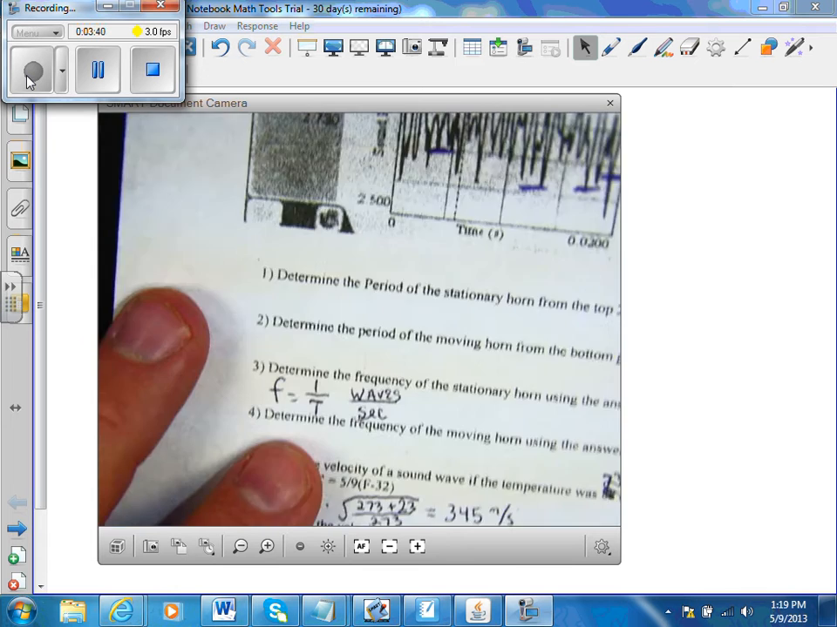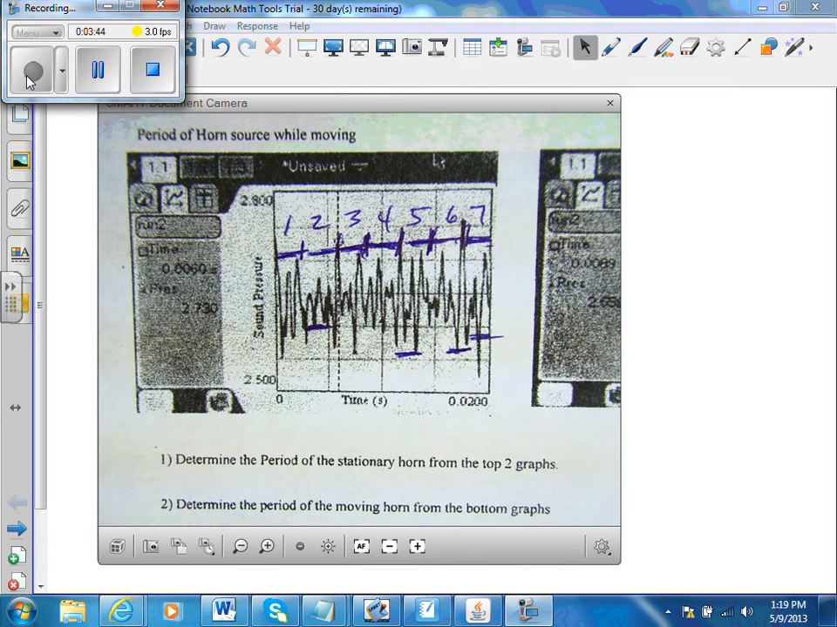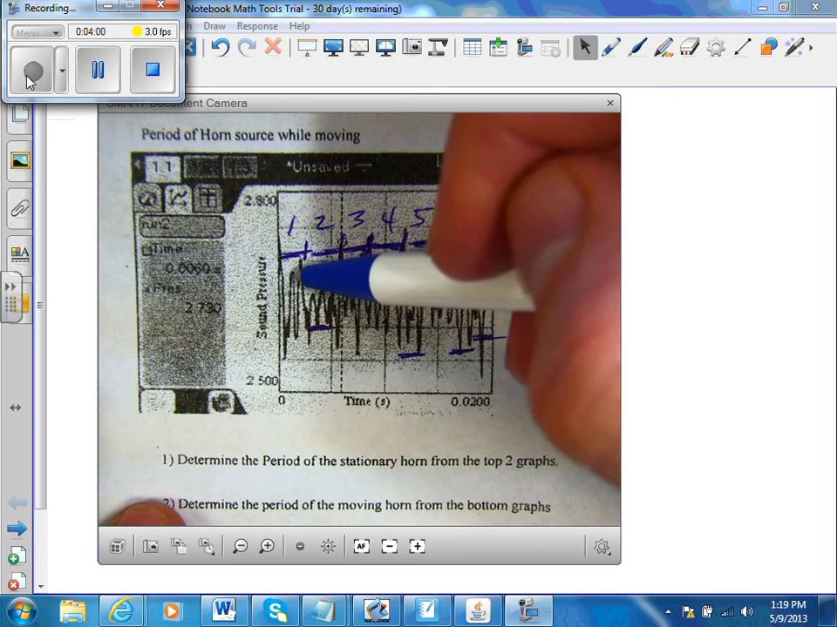Once again, feel free to stop this at any time. I'm going to go to number 2 now. Number 2 is really tricky. With number 2, the car was moving, so I have engine noise coming into the microphone. I also have the noise of the air when it hits the horn, which actually causes another frequency. If you look really close at this, you can see that the waves are actually in groups of 3.